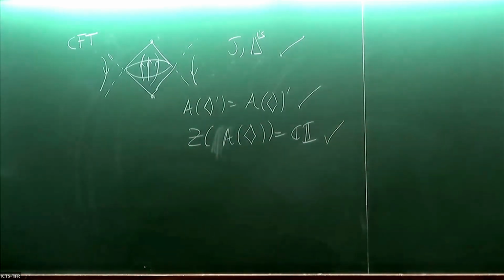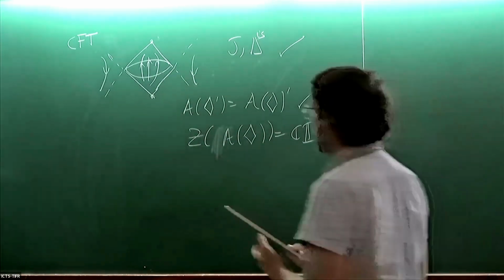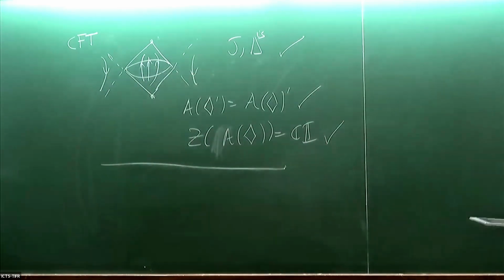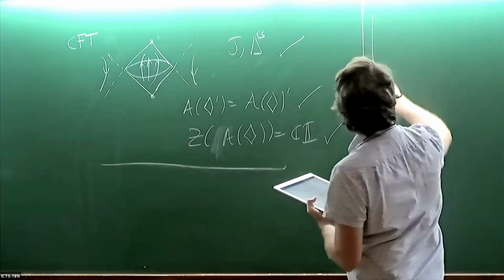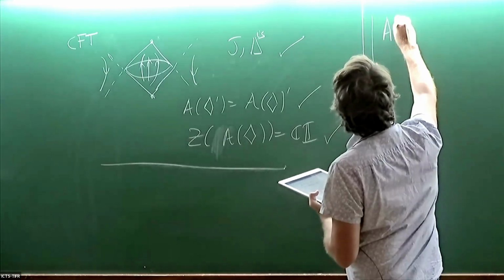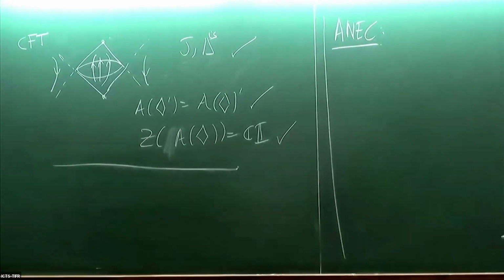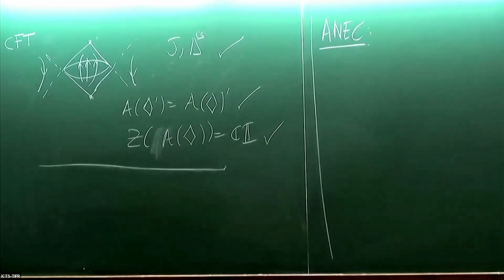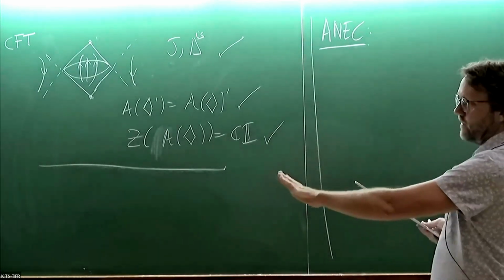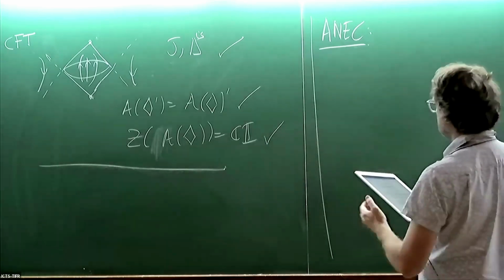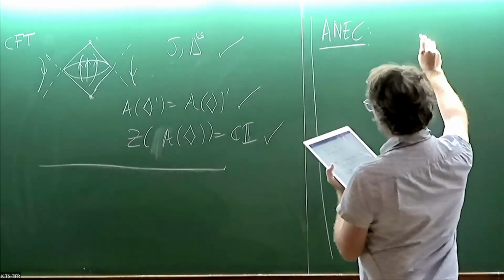Okay, good. Now I'm going to move on to a quick application of this modular theory, which is to proving the average null energy condition, the ANEC. So what is the ANEC? Let's just talk about, for simplicity, the ANEC in Minkowski space. That's perhaps not the most interesting one, but let's start there.